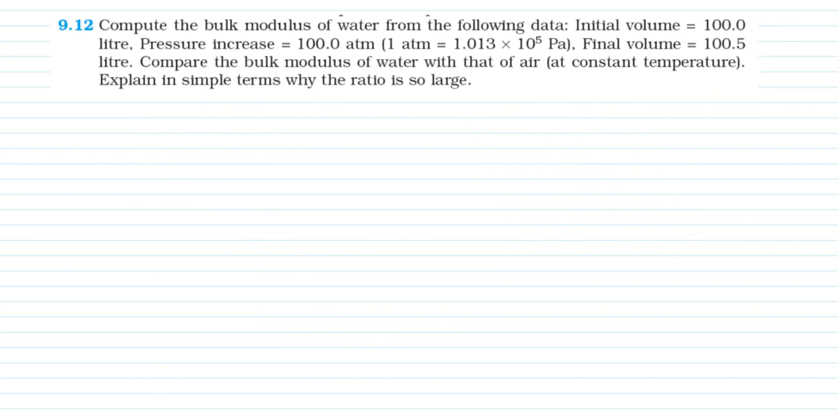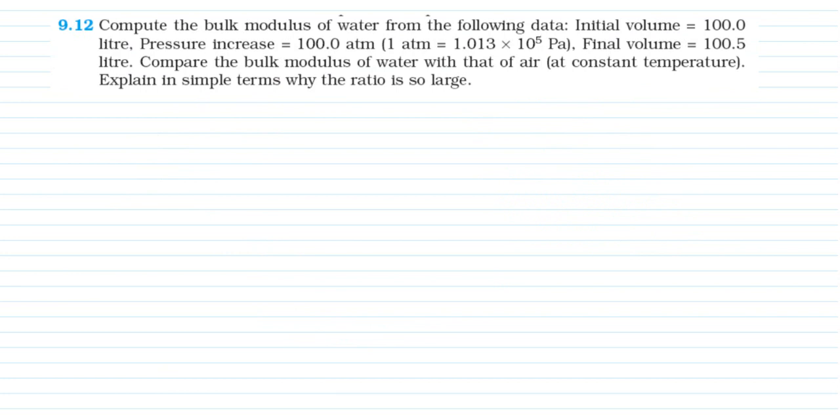Compute the bulk modulus of water from the following data. Okay. Let us write the first data. That is the initial volume, 100 liter. Pressure increase, that is 100 atmosphere. The conversion of 1 atmosphere is given. Final volume, that is 100.5 liter. Compare the bulk modulus of water with that of air. Explain in simple terms why the ratio is so large.